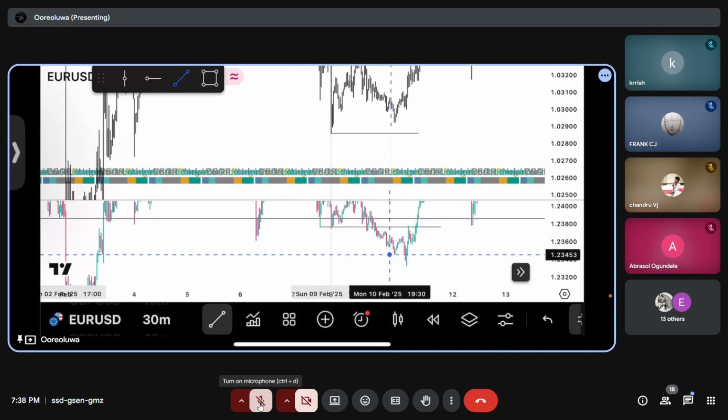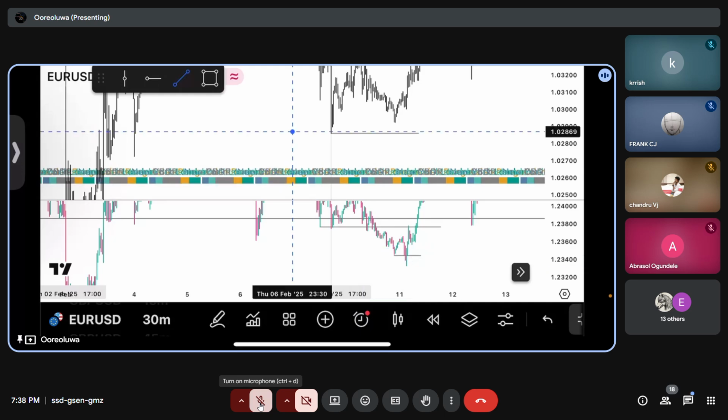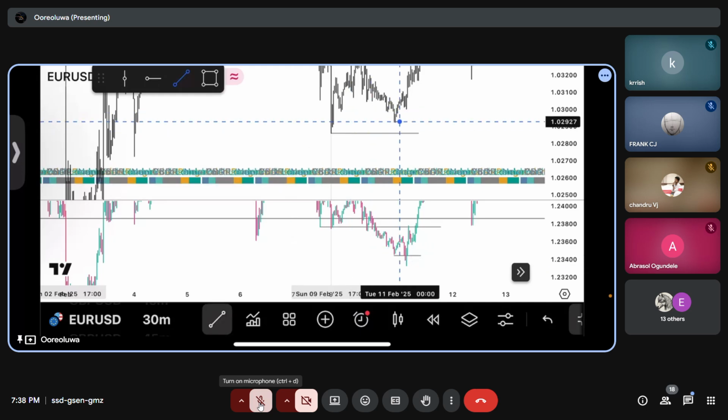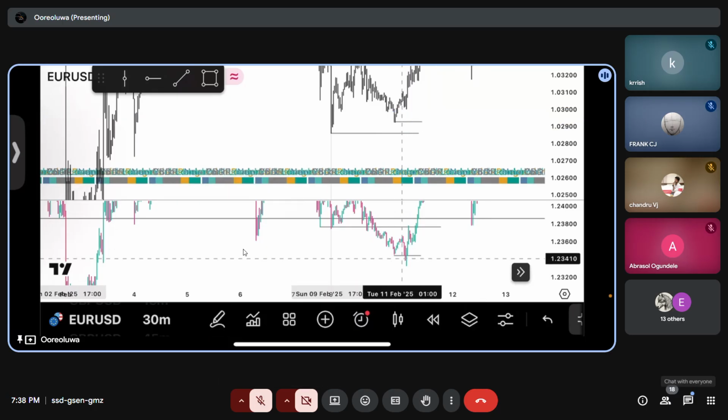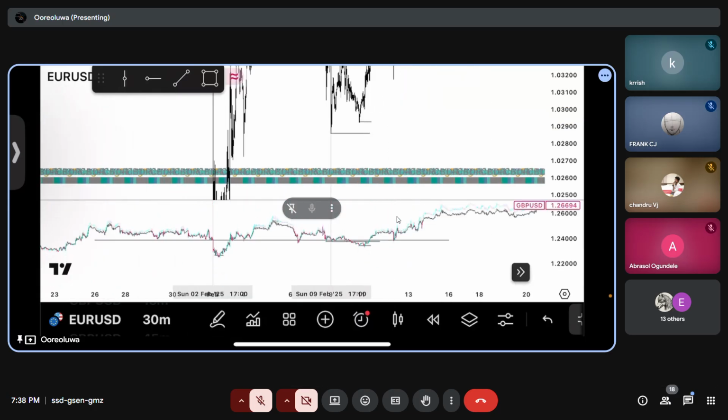Now this was Asia. She got swept during London. Then failure swing on Euro USD. You can see it, this low was not taken. So you're only interested in taking what? GBP USD. So boom, you take another buy.